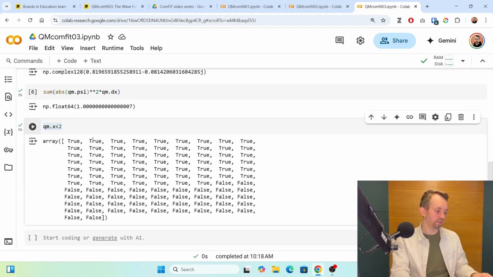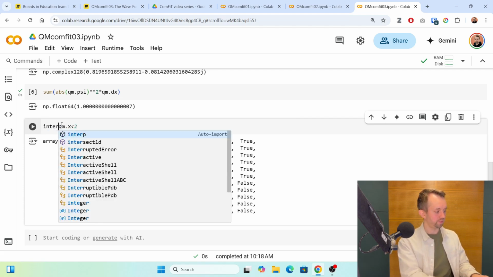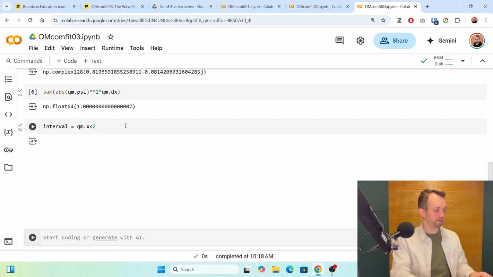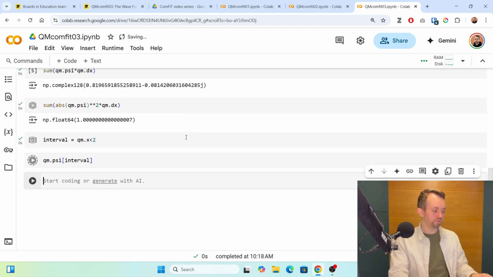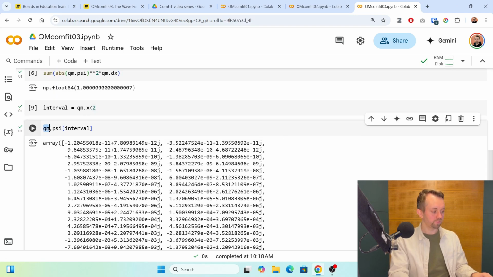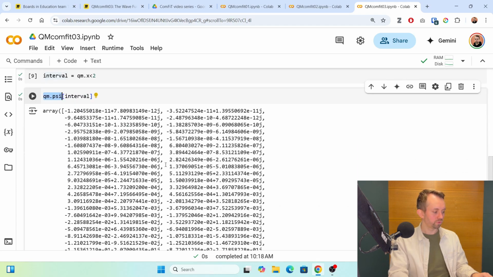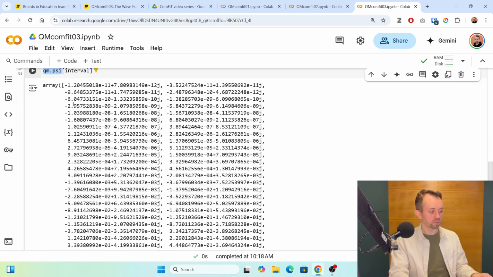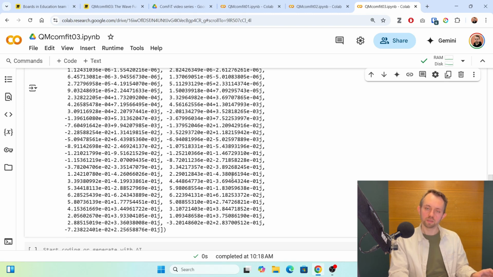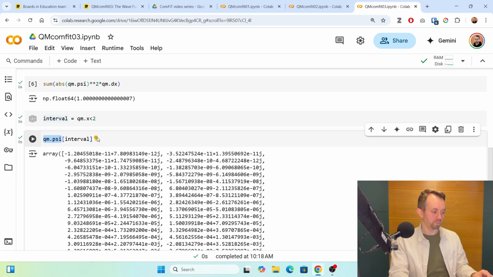It's true for -10, and it's true for all the x values up to this point. And after this point, it's no longer true, probably because the x value from here is larger than 2. And the reason that we have this is that if I name this array interval, then I can actually write qm.psi of interval. And what it does then is that it picks out from this complex array only the values for which this is the case. So it doesn't look like it here, but there are actually fewer values in this array than there were before, because now it's only the values where qm.x is smaller than 2.